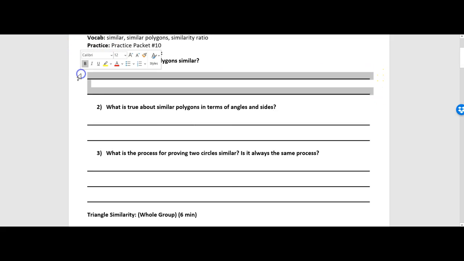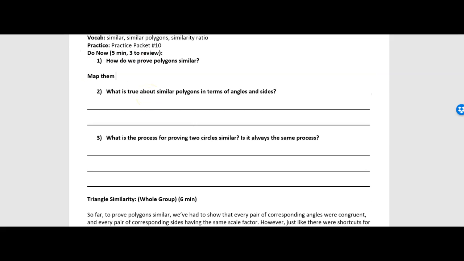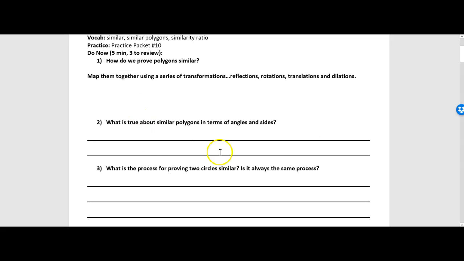Okay, so for number 1, how do we prove polygons similar? We map them together using a series of transformations. And the 4 that we can choose from: reflections, rotations, translations, and dilations.